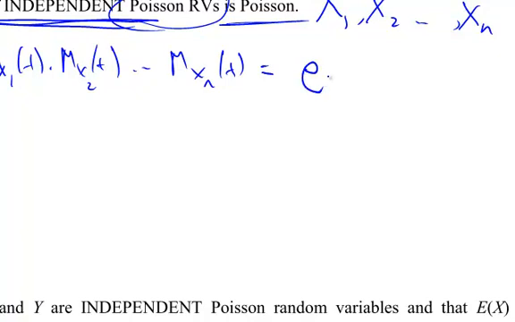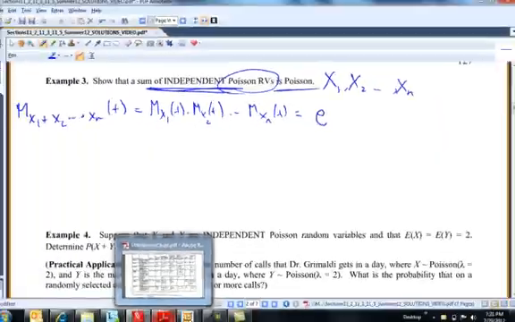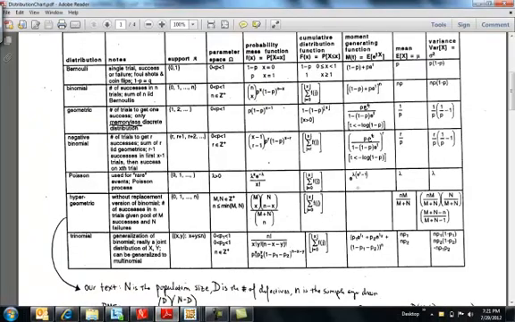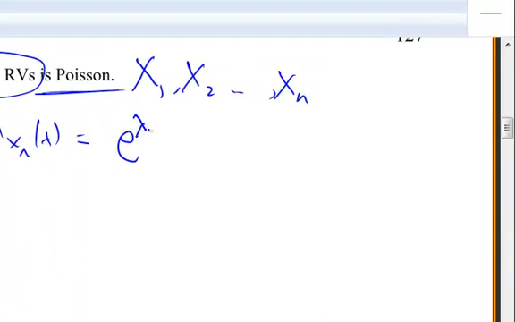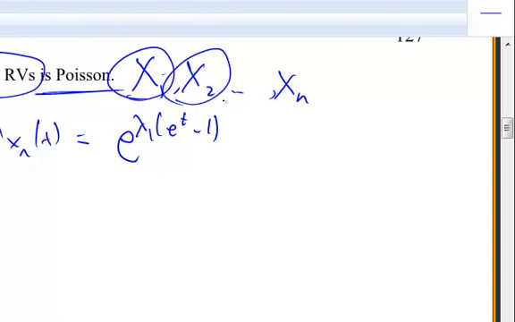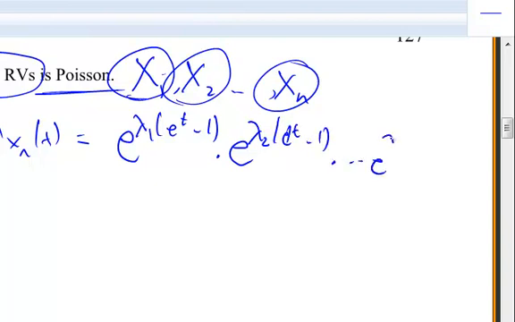Now I have to remember the moment generating function for a Poisson, which of course I must admit I do not memorize everybody's moment generating function. This is e to the lambda times (e to the t minus 1). So this is e to the lambda 1 (e to the t minus 1). I'll let lambda 1 be the parameter for X1, lambda 2 for X2, up to lambda n. So this is times e to the lambda 2 (e to the t minus 1) times e to the lambda n (e to the t minus 1).